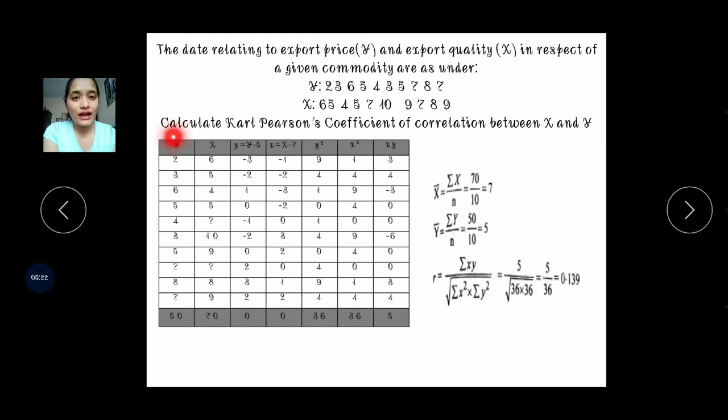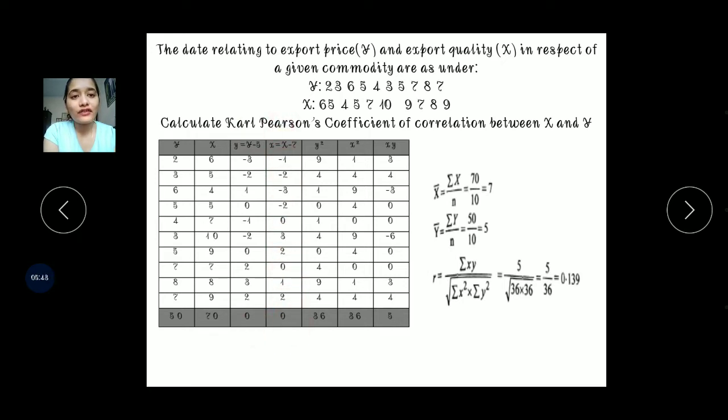So here I have y series, I have x series. I'll calculate summation of y series, I'll calculate summation of x series, and I'll find out mean of each series. So x bar comes out to be 7 and y bar comes out to be 5. Now I need to take deviations. These are the deviations of y series, these are the deviations of x series.